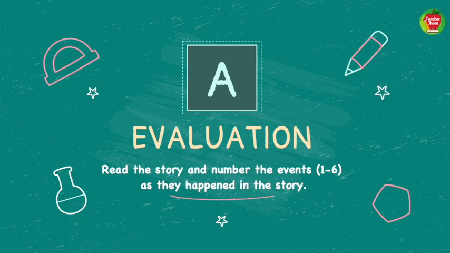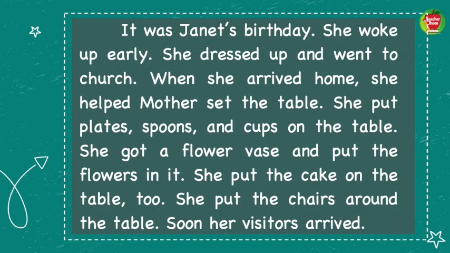We have two evaluations to answer. First, read the story and number the events 1 to 6 as they happened in the story. Let's read the story. It was Janet's birthday. She woke up early. She dressed up and went to church. When she arrived home, she helped mother set the table. She put plates, spoons, and cups on the table.